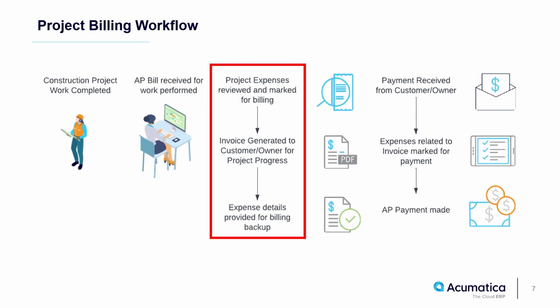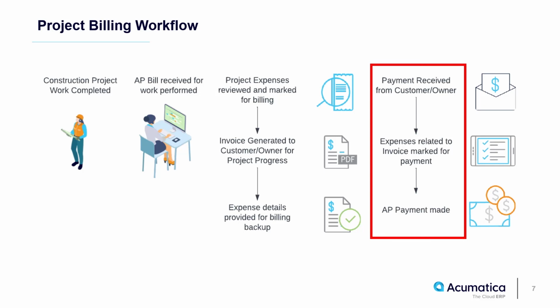As you're looking at now doing the bill to the customer, you review the project expenses, see what can get billed in this period. Then you generate the invoice to the owner or the customer, maybe an AIA document, a G702 or 703. And then you might need to provide the details of those expenses that you're billing for as backup and substantiate the invoice that you've just presented to your customer.